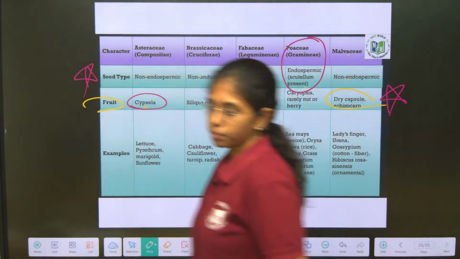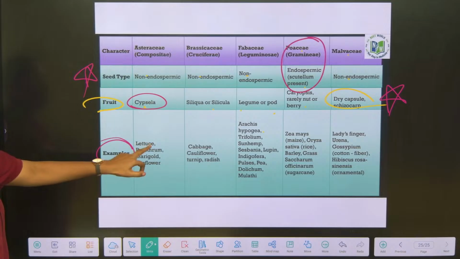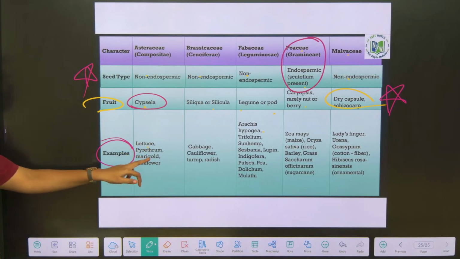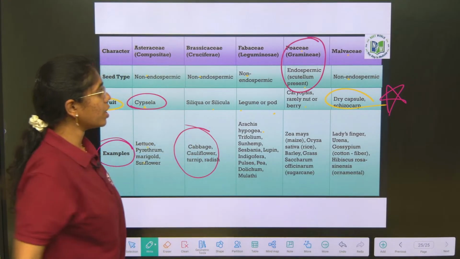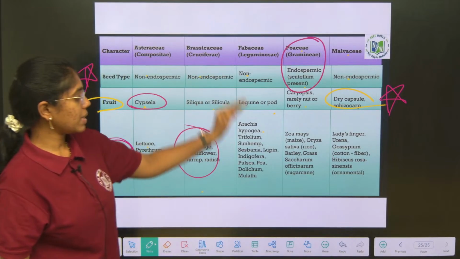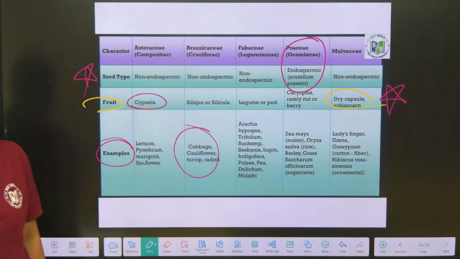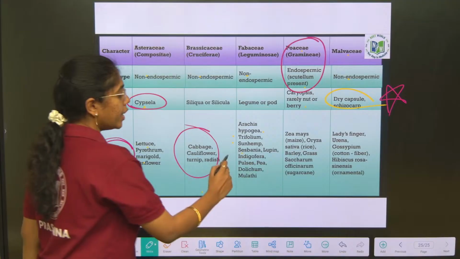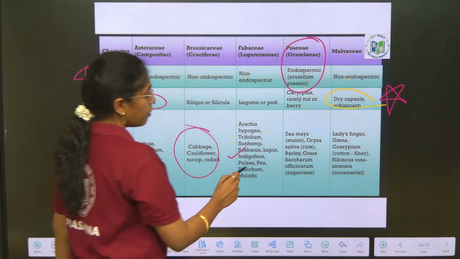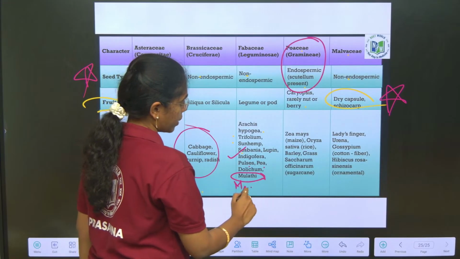Lastly, examples. Asteraceae members: lettuce, pyrethrum, marigold and sunflower. Brassicaceae: cabbage, cauliflower, turnip and radish, these are easy to remember. Fabaceae members are also easy to remember. Arachis hypogaea, that is groundnut. Trifolium, sun hemp, Sesbania, lupin, Indigofera which is used in dyes, pulses, pea, Dolichos and Mulethi, which is used as a medicinal plant.